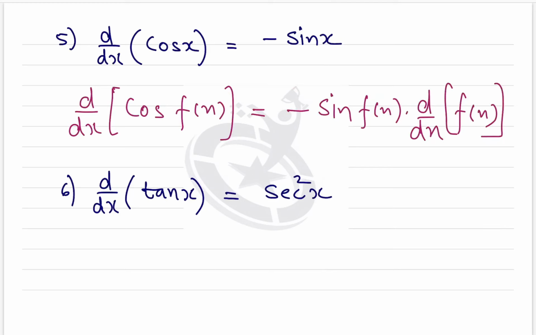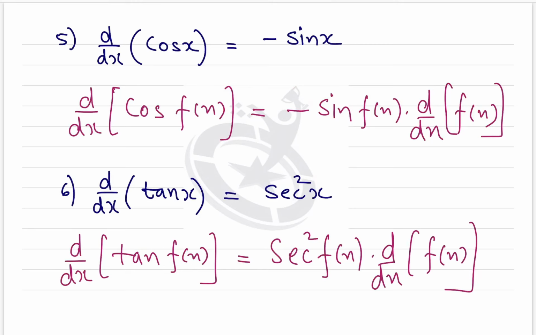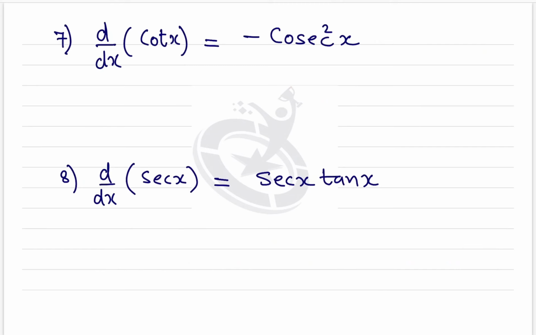The derivative of tan x is sec square x. So what's the derivative of tan f of x? Tan f of x will be equal to sec square f of x into the derivative of f of x. Clear? Sec square f of x into the derivative of f of x.